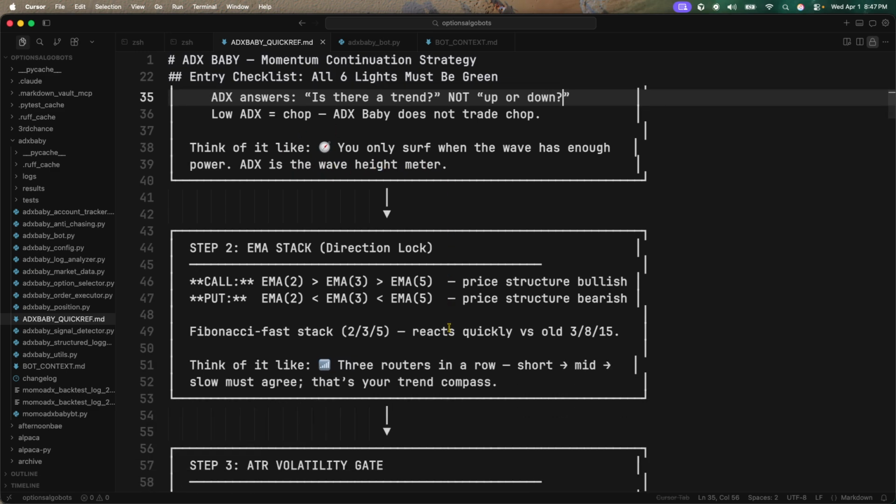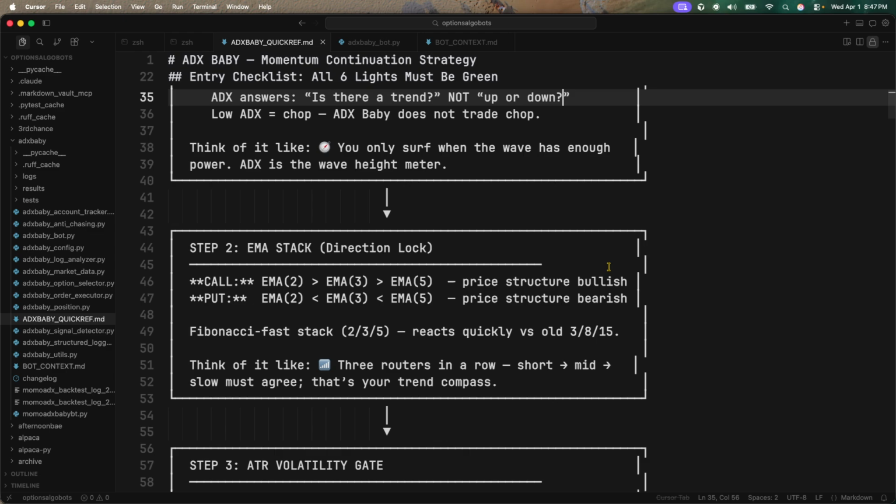The next thing we're going to be looking at is the EMA stack. For calls, we're bullish on the market. We're thinking that the market is going to go up. So our EMA stack, and remember EMA is the exponential moving average, we're looking at 2, 3, and 5. The 2 is greater than the 3, which is greater than the 5. This is a price structure for a bullish signal.